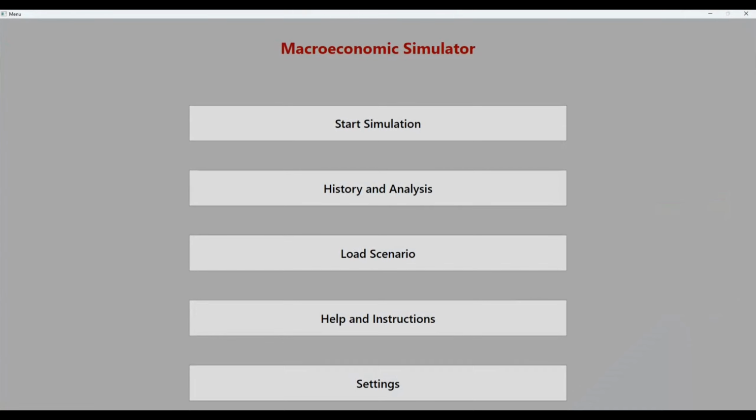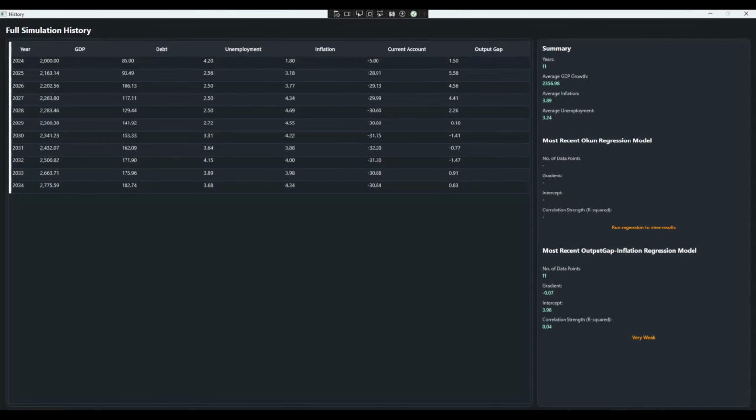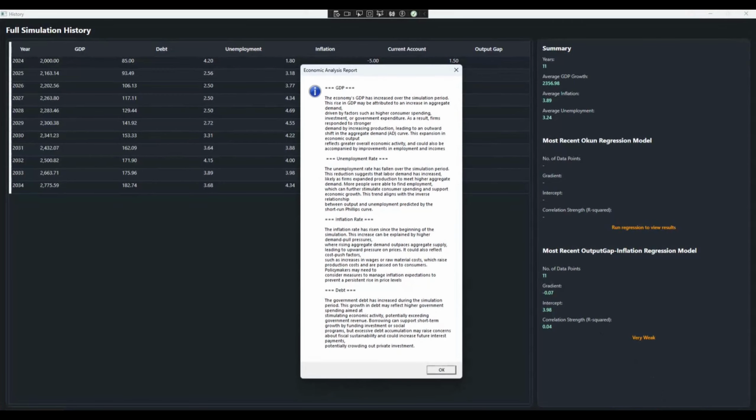So now if we go to the analysis tab, we should be able to look at why our economic indicators have increased over time. So as you can see, GDP has increased over time, and it tells you why. Unemployment rate has fallen, as seen here. Inflation rate has risen, as seen here, and debt has increased. So it displays preset paragraphs depending on whether the user's economic indicators have increased or decreased over time, and the user can read through that.